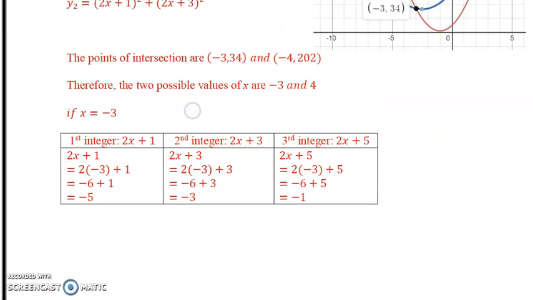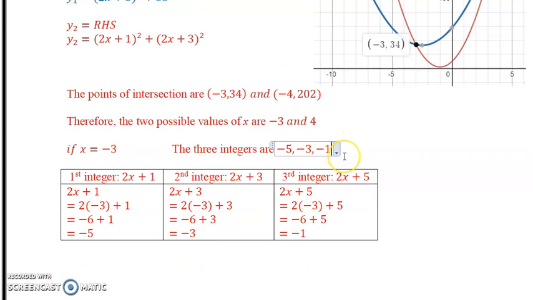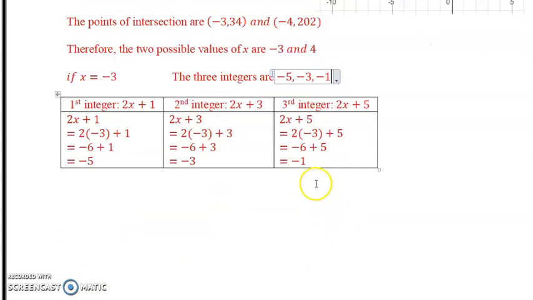All right, so if x is equal to -3, the three integers are -5, -3, -1. Okay, and that'll satisfy that. Well, we'll see in a minute. Okay, and then we're going to do this all again with x equal to +4. So that shouldn't have been -4 up there. That should have been +4.